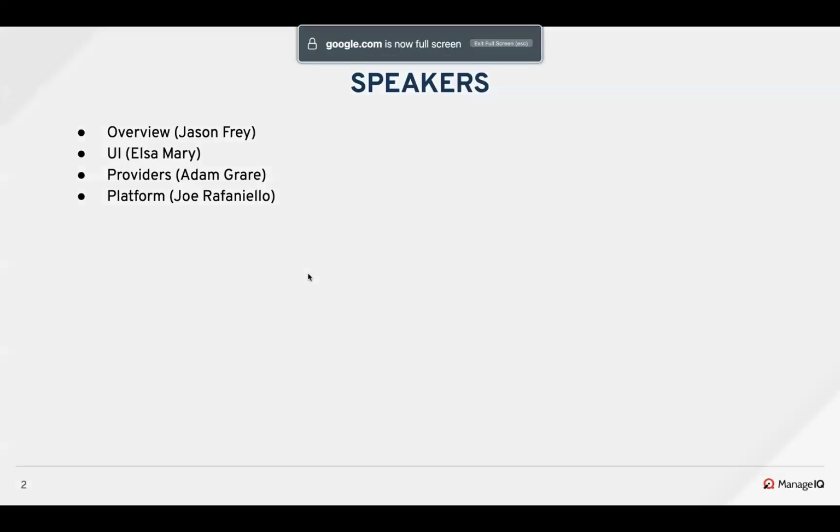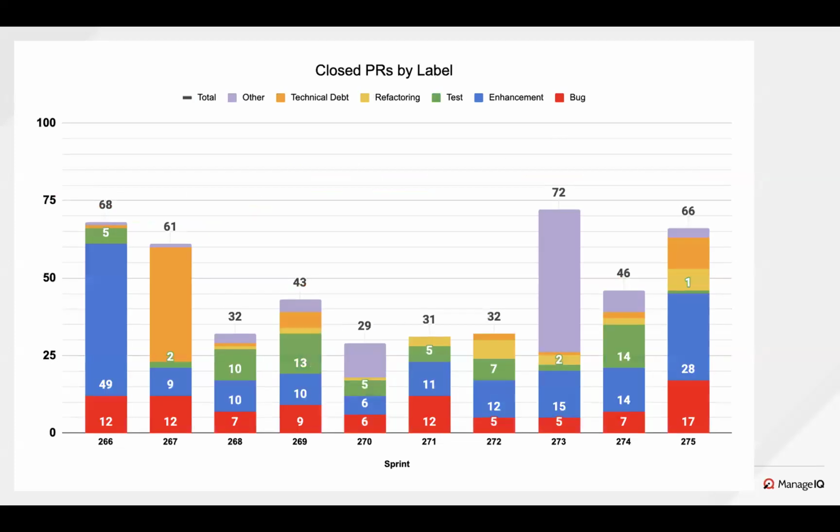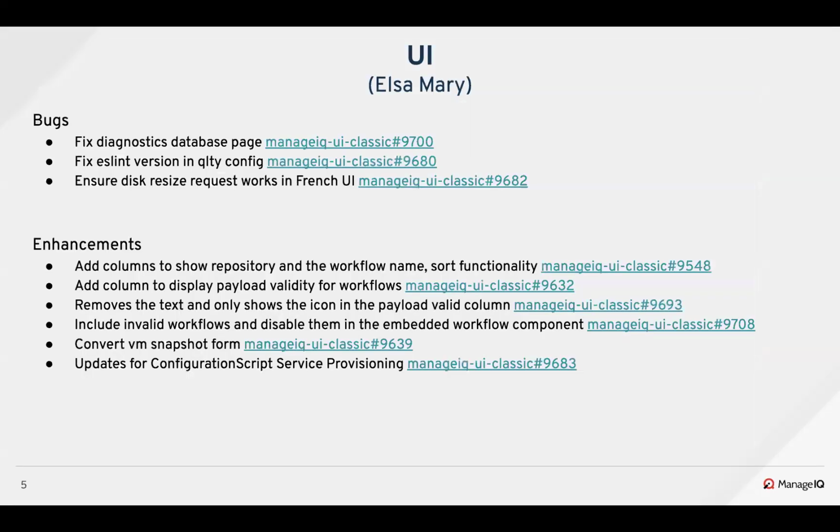I'll start with the overview, Elsa on the UI, Adam on providers, and Joe on the platform. This sprint, we had 86 PRs merged. And of those, about 28 were bugs, 17 bugs, 28 enhancements, and a lot of technical debt this time, and some refactoring. And over to Elsa on the UI.